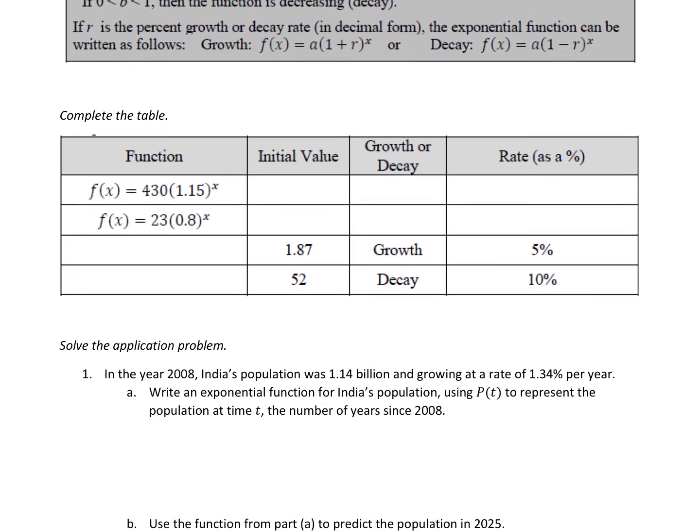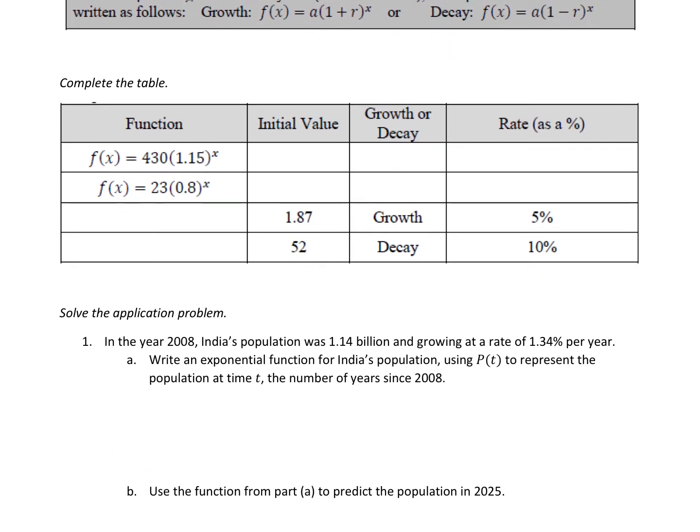So let's look at some examples just to kind of see what's going on here. So here's a table. We're going to take the function in the first two rows and we're going to pick out the initial value. We're going to pick out the growth or decay, decide which one it is, and then we're going to pick out the rate, the growth rate or the decay rate. So for the first one, the initial value is always the number that's not raised to a power. So here you can see that 430 is your initial value.